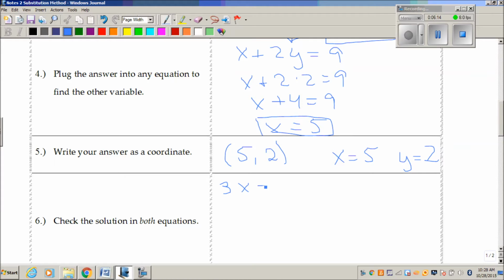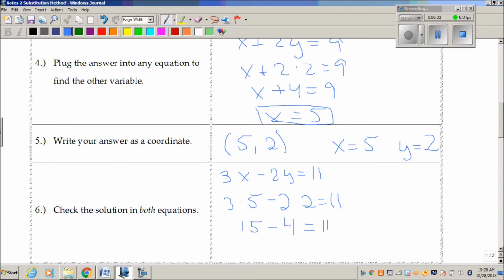So I'm going to put 3x minus 2y equals 11. I'm going to substitute 5 in place of x and 2 in place of y. Then I'm going to evaluate this, so I get 15 minus 4 is equal to 11. And I see that 11 equals 11, so I know this one worked.